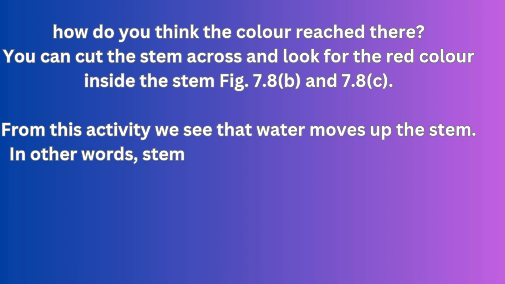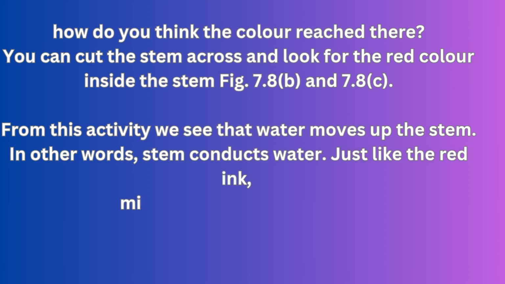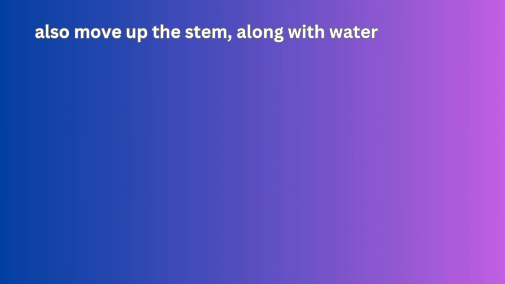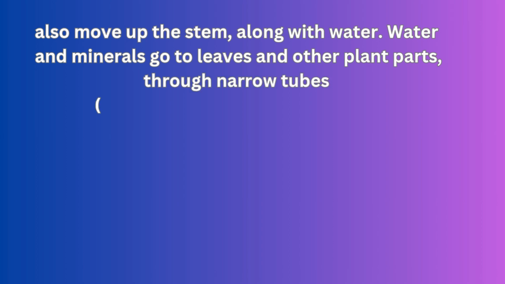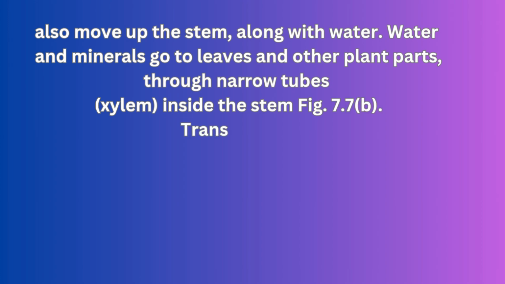In other words, stem conducts water. Just like the red ink, minerals dissolved in water also move up the stem, along with water. Water and minerals go to leaves and other plant parts through narrow tubes, xylem, inside the stem. Figure 7.7b.